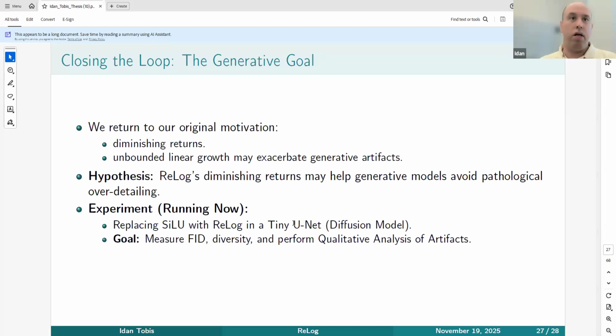Okay. So the experiment that is running now is replacing the ReLU or swish with ReLog in a tiny U-Net for a diffusion model, and the goal is to measure the Frechet inception distance, the diversity, and then to perform qualitative analysis of the artifacts, to see if we can reduce the number of fingers and extra hands in our images and other artifacts as well. This would be the key test of the core diminishing returns hypothesis that we proposed.